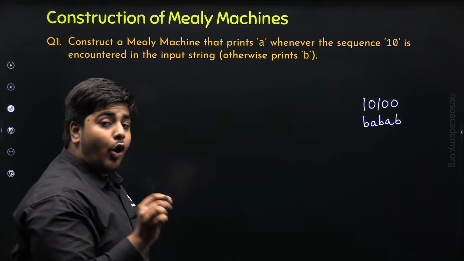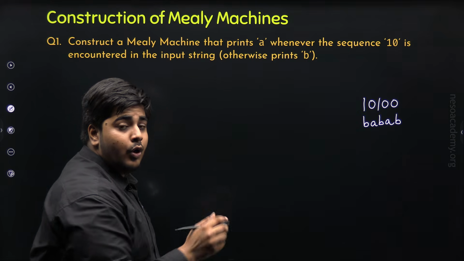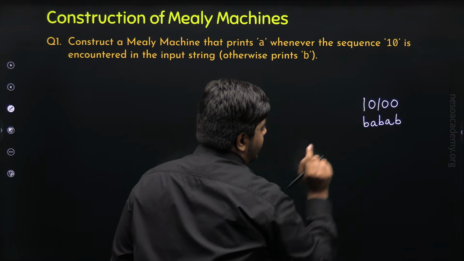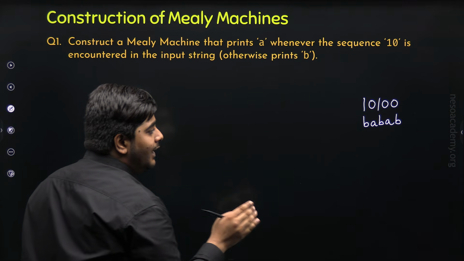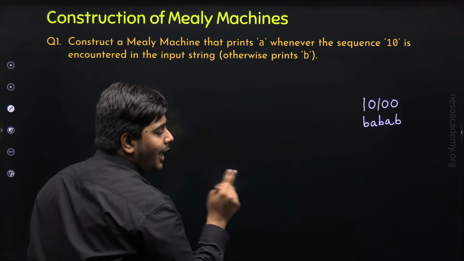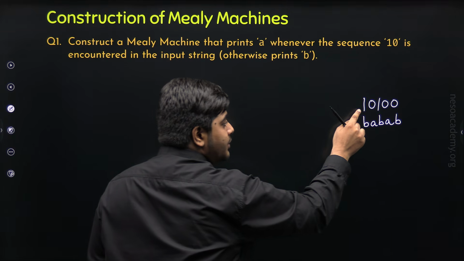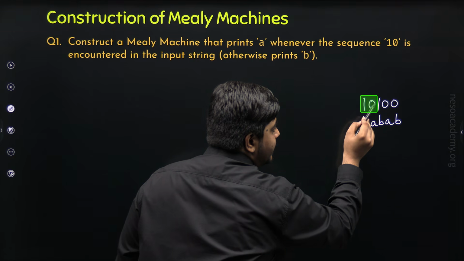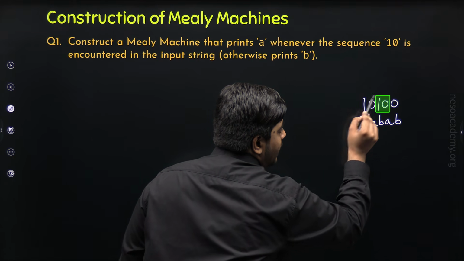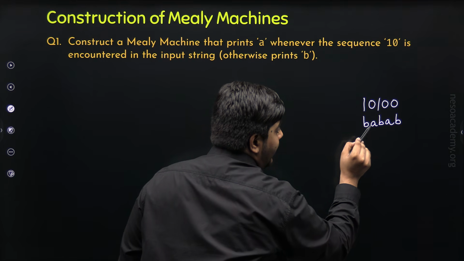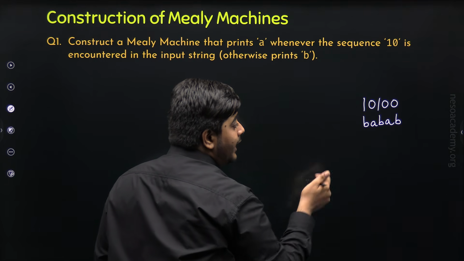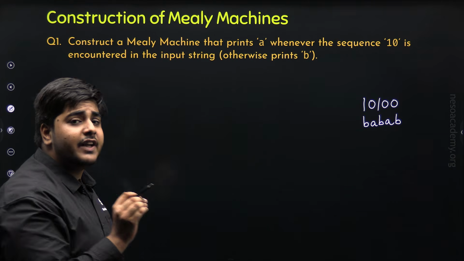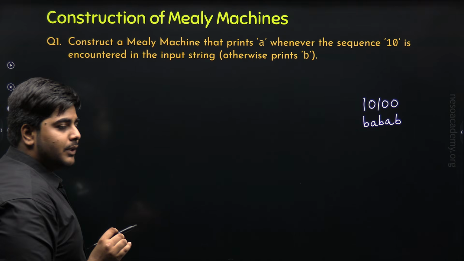And you can see in all the cases, output is B, except in one condition. That is, whenever we get the sequence 1, 0, the output is A. So why are we getting output A only 2 times in the output string? Because in the input string, only 2 times we are getting the sequence 1, 0. This is the first occurrence of 1, 0 and this is the second occurrence of 1, 0. That is why the output symbol A occurs only 2 times. In all the other cases, the output symbol is B. So this is the Mealy machine that we are required to construct as per the given problem.